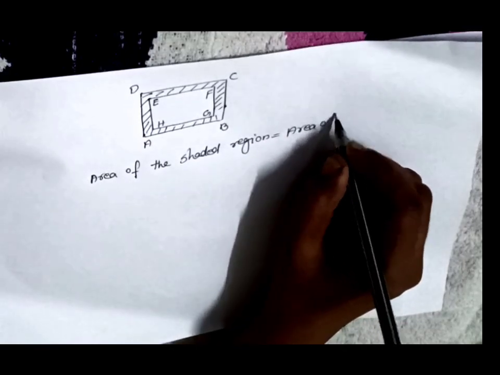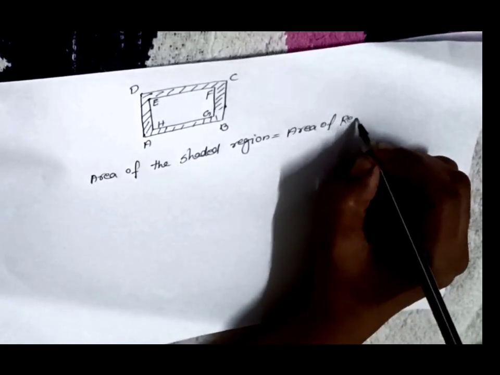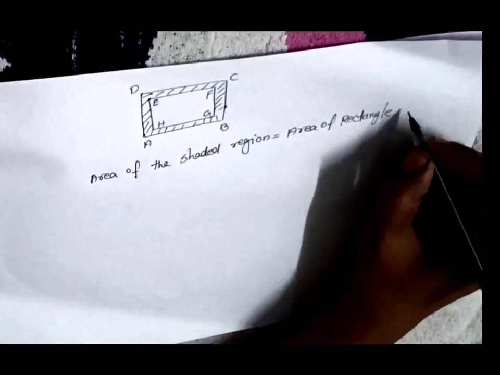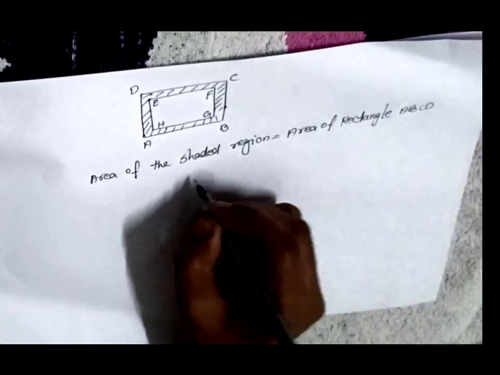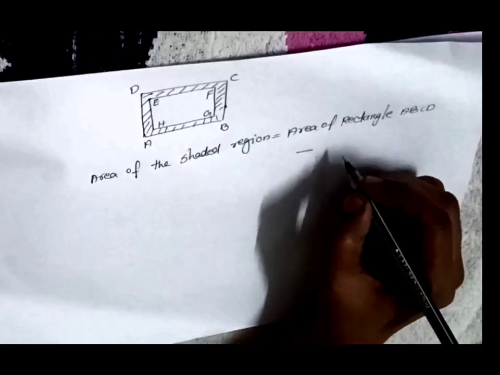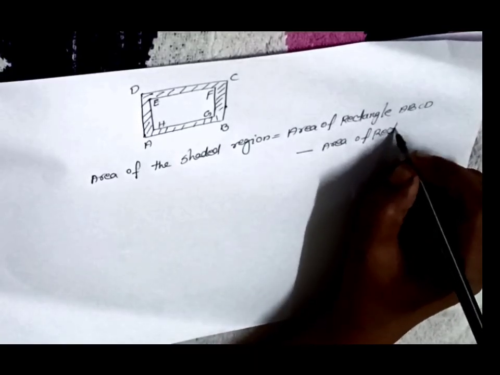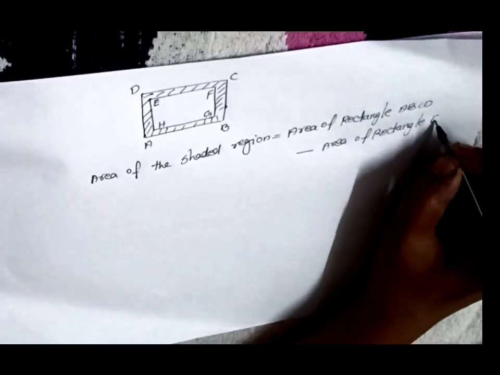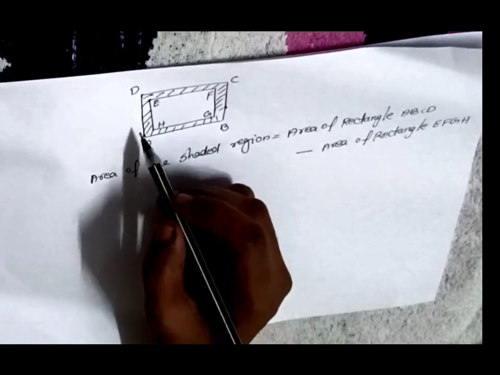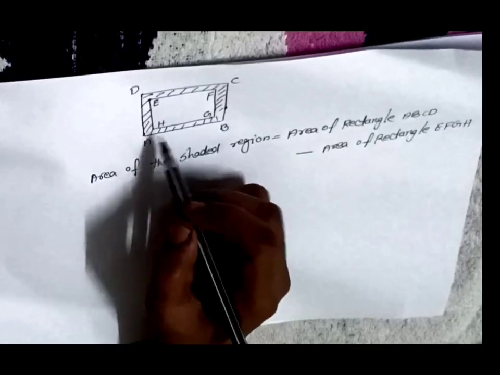That is, here we have to find the area of the shaded region equal to area of rectangle ABCD minus area of rectangle EFGH. Then finally we will get the area of this shaded region.